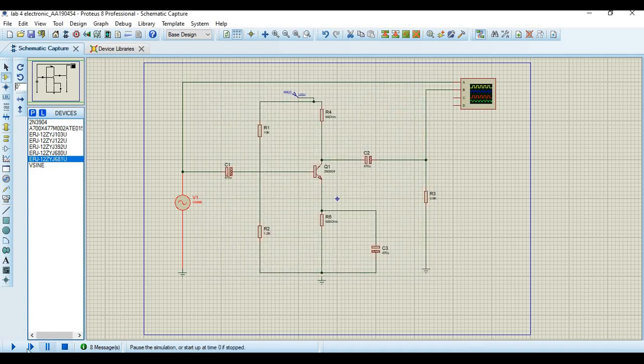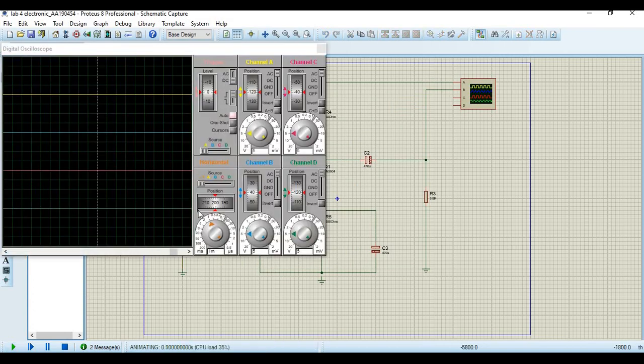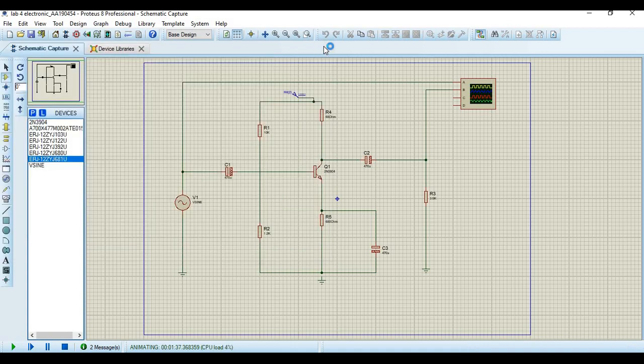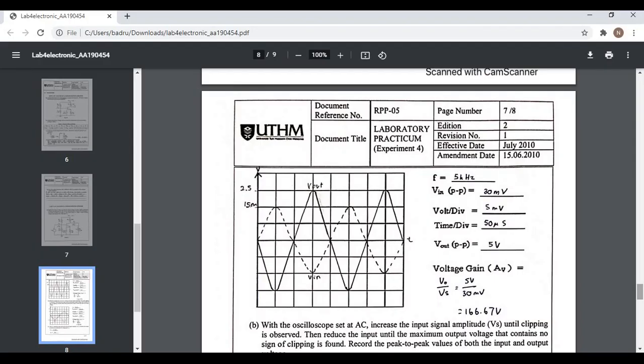Okay. Bila kita run, setelah kita run, kita akan lihat nilai di digital oscilloscope kita. Okay. Selepas kita dapat nilai, kita akan isi di ruang jawapan yang diberikan.